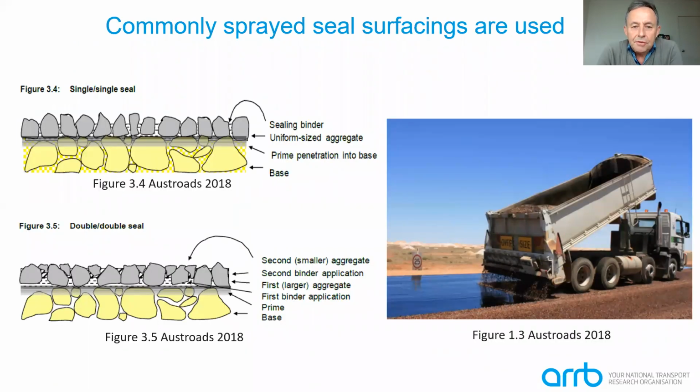So in terms of surfacings, as I mentioned earlier, this chart is commonly used with pavements that have a sprayed seal bituminous surfacing that we've talked about in previous sessions. And they could be a single seal, which might be a single application of binder with a single application of sealing aggregate, or it could be a double seal, for example, two applications. There are a whole range of possible sealing configurations that could be used, and these are just some of the examples. So that's the common surfacing that's used on the granular base.